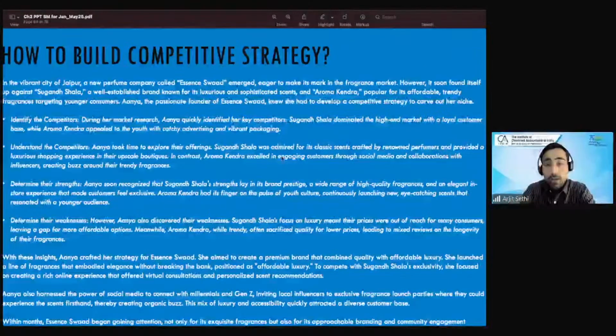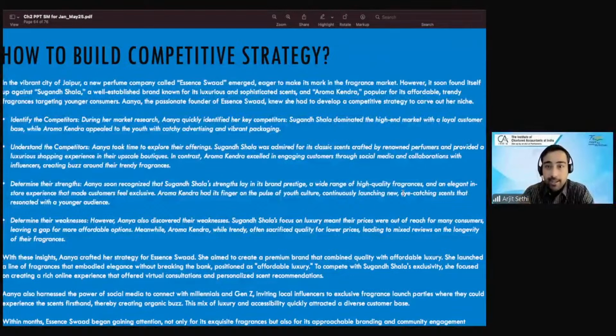So Sugandh was admired for its classical scents, crafted by renowned perfumers, and provided a luxurious shopping experience. Aroma Kendra excelled in engaging customers through social media and collaborations with influencers. The strengths: Sugandh's strength lay in brand prestige. People really took pride in wearing a Sugandh perfume. While for Aroma Kendra, right, its finger was on the pulse of youth culture, continuously launching new eye-catchy scents that resonated with a younger audience. Very catchy, affordable scents it used to create.